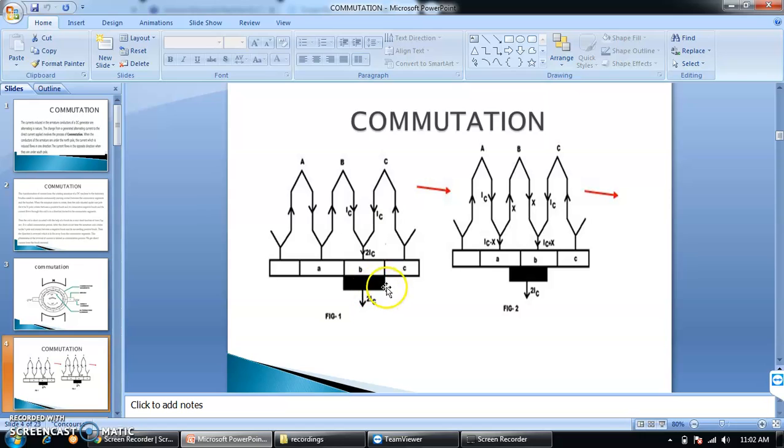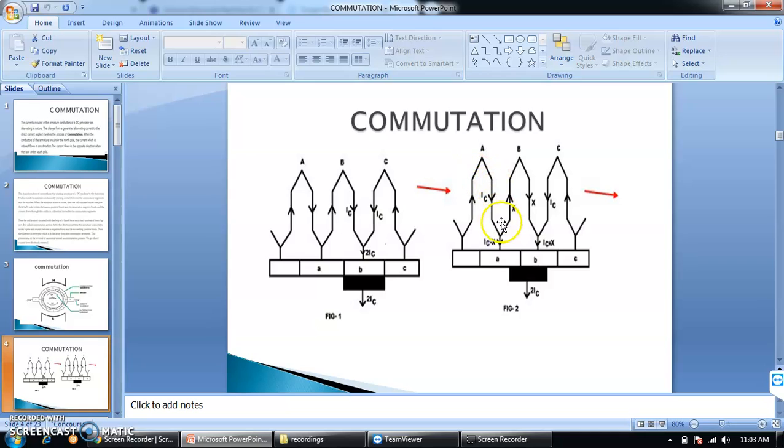That means within this commutation period, the time period through which this specific brush is covering this specific segment, the collected current is fixed, 2 IC or 40 ampere or whatever value you can consider. Now, what is happening? The brush is moving across the surface of the commutator. We are considering the brush is moving towards this left hand side direction.